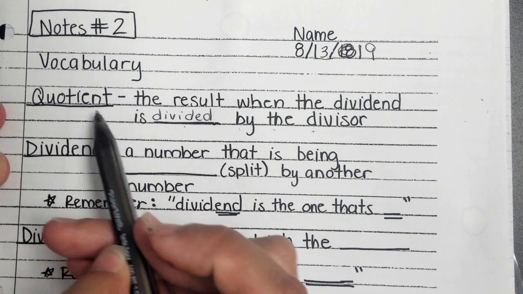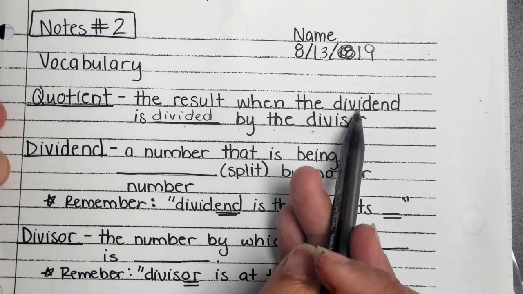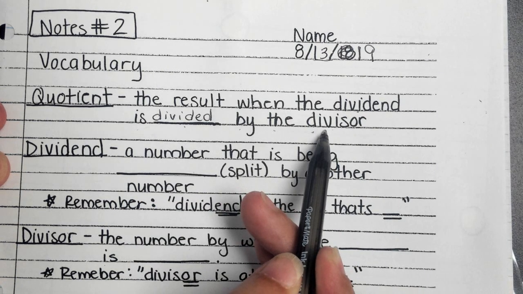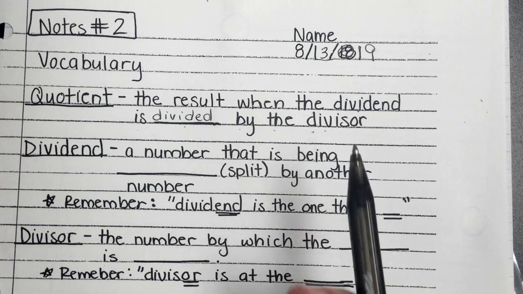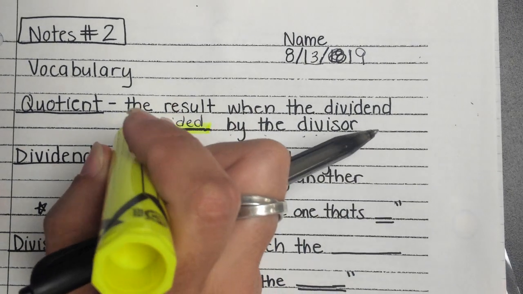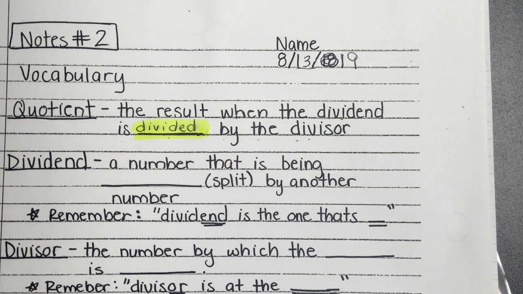We got the quotient. It is the result when the dividend is divided by the divisor. In a minute, I'll make more sense of this and make it a little bit easier, okay? Quotient: think of it as the answer to division problems, okay?